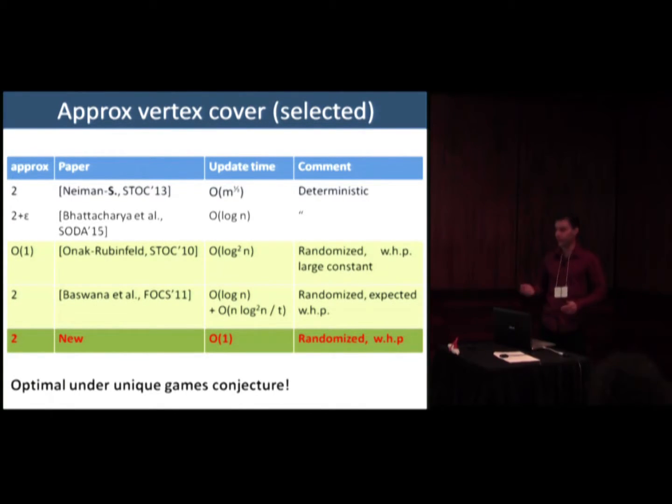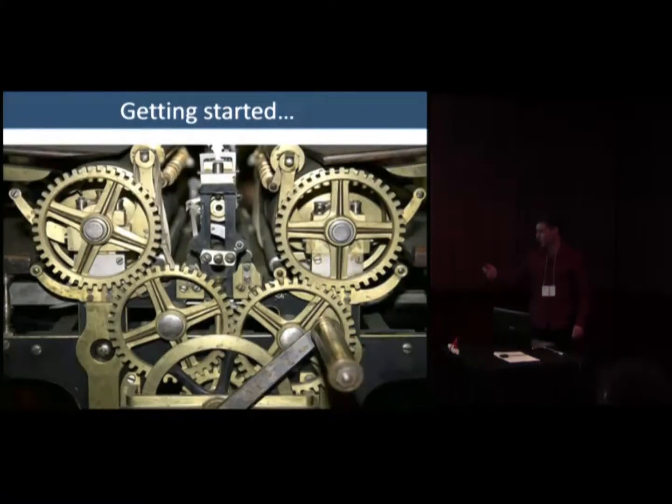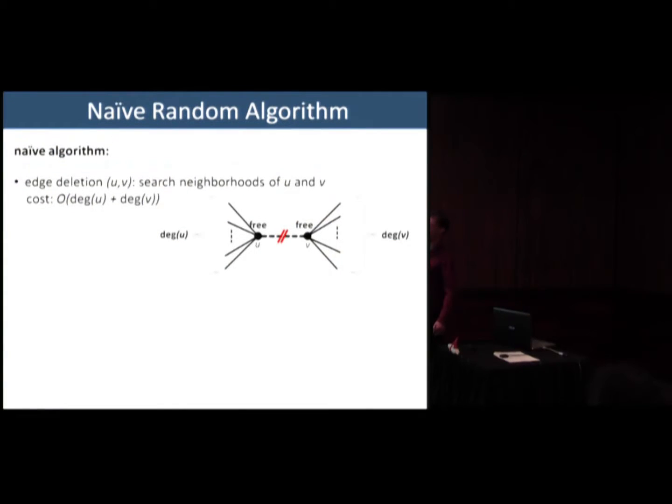Okay, so let's get started with some details. I want to recap the naive algorithm that we saw, which, following a deletion of a matched edge, we just scan the neighbors of the two endpoints. We're going to focus on vertex V today.